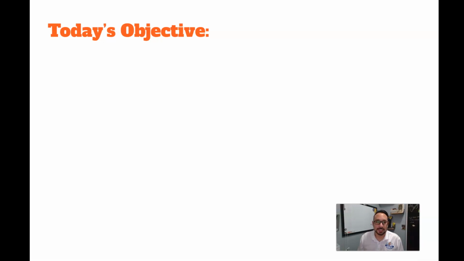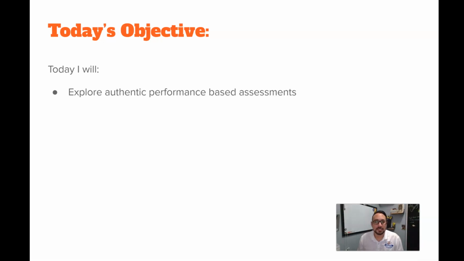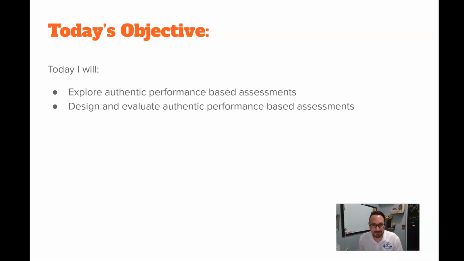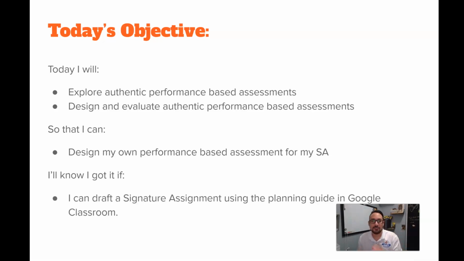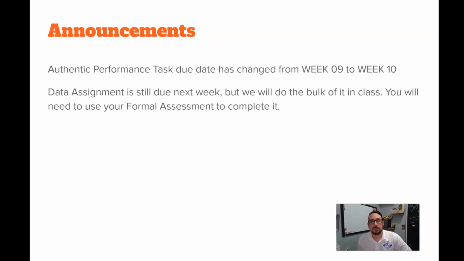Okay, so our objective for today is simple. Today I will explore authentic performance-based assessments and design and evaluate authentic performance-based assessments. The reason for this is so that you can create one for your signature assignment. And here's how you know if you got it: if you can produce this draft of your signature assignment using the planning guide that I've posted in Google Classroom for week 8. Okay, so we'll go from there.